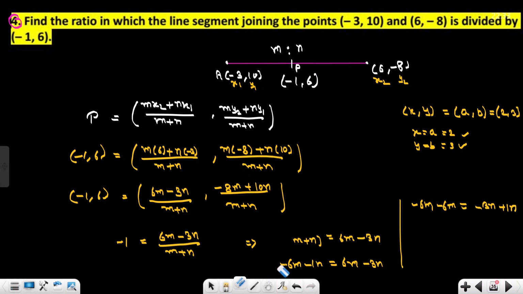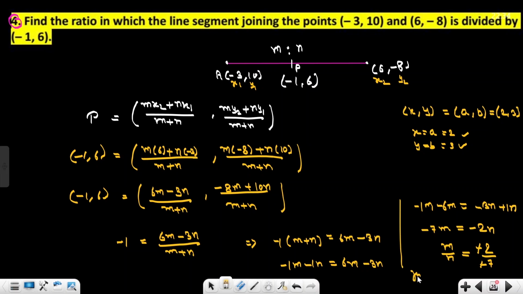Look here, the value is -1 into (m plus n), so minus m and -1n. So what do we get? -7m is equal to -2n. Change n to the other side in division: m divided by n is equal to -2 over -7, the negatives cancel out. M divided by n is 2 over 7. It means the ratio m value is 2 and n value is 7.